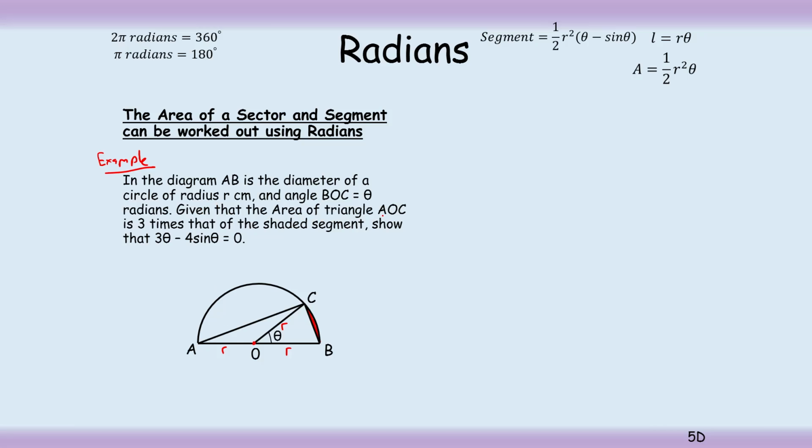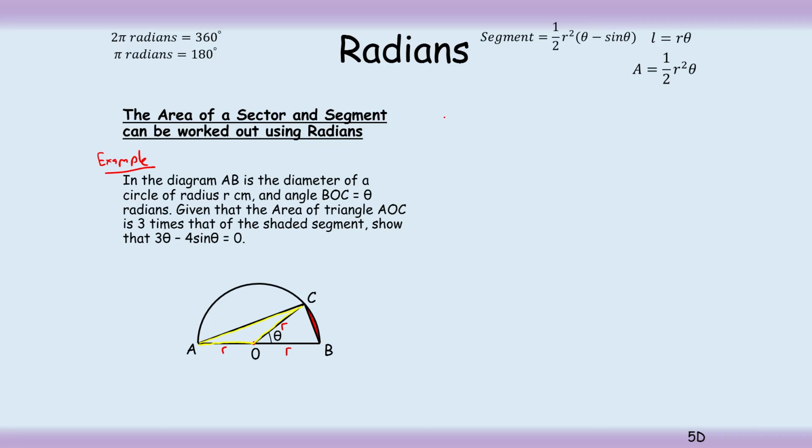Given that the area of the triangle AOC, I'll tell you what, let's get a different color. So the triangle AOC is this one. So the area of the triangle AOC is 3 times the area of the shaded segment. Show that 3 theta minus 4 sine theta equals 0. Okay, so let's go back to red and let's have a look.